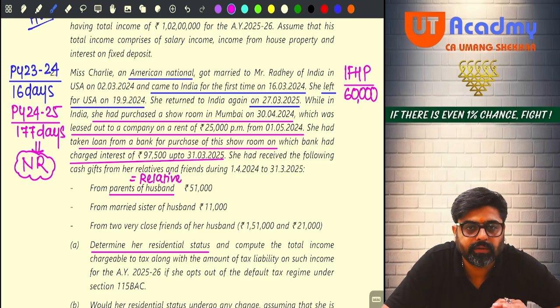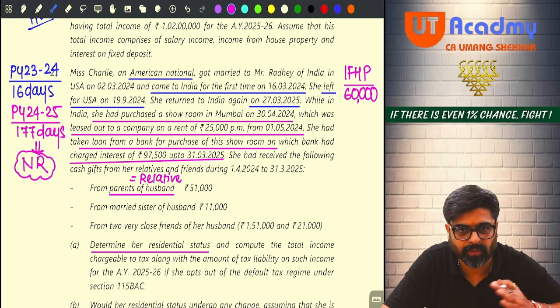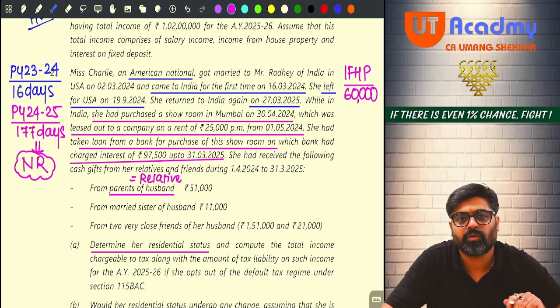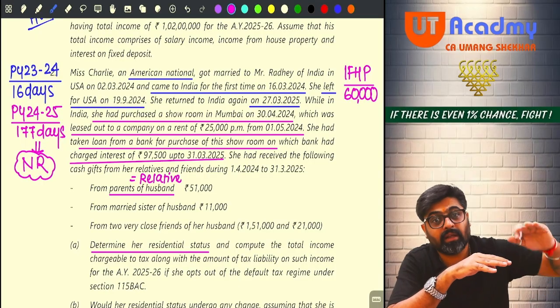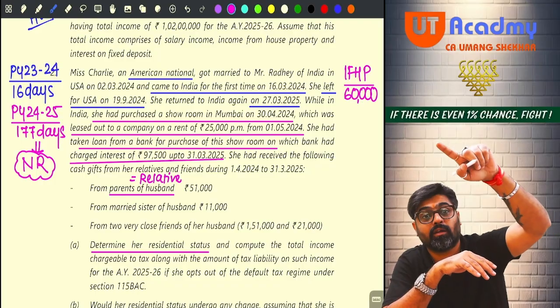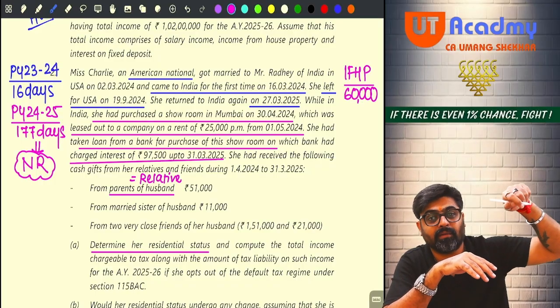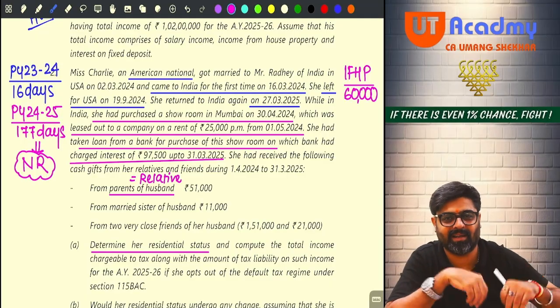For an individual, Charlie is an individual. Relatives of an individual include parents of the spouse, meaning the lineal ascendant and the spouse of the lineal ascendant of the spouse. Yes or no? My spouse is my wife. So for Charlie, her husband is the spouse, no? So the lineal ascendant of my spouse is the father, and the spouse of the lineal ascendant means the mother. Parents of the spouse are also my relatives.